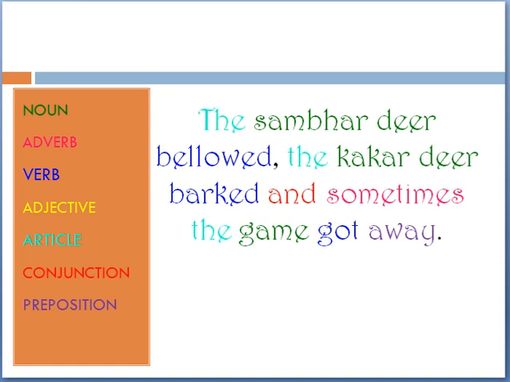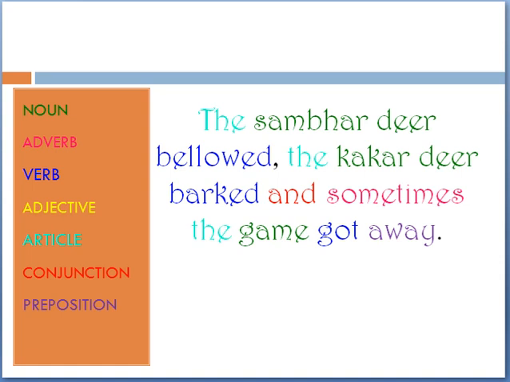Now let us begin the second sentence: The sambar deer bellowed, the cocker deer barked, and sometimes the game got away. The sambar deer bellowed. Here we are not talking about one sambar deer, we are talking about the whole group or the whole tribe of sambar deer present in the jungle. That is why we have used the definite article "the". We know the meaning of bellowing: making a voice out of fear or scariness. So bellowing is an action, so it is a verb.